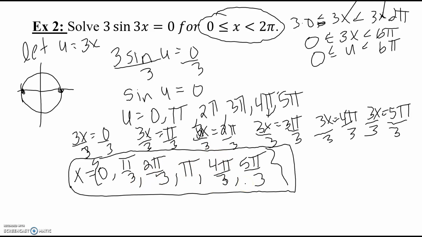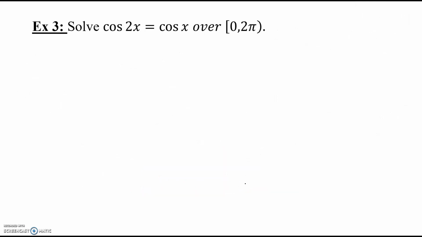One more problem. Our last problem. Solve cosine of 2x equals cosine x over 0 to 2 pi. Okay. Again, this is kind of similar to the first one because it has a 2x in it. And because it has a 2x in it, you want to use the double angle identity.